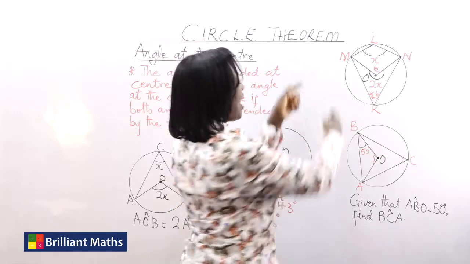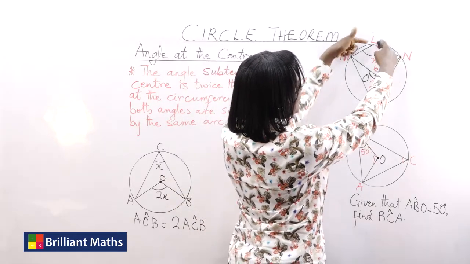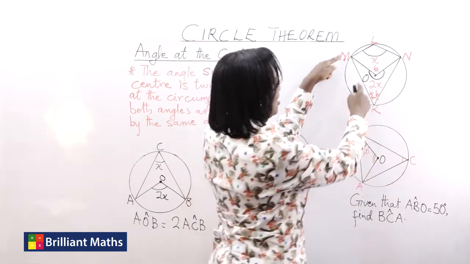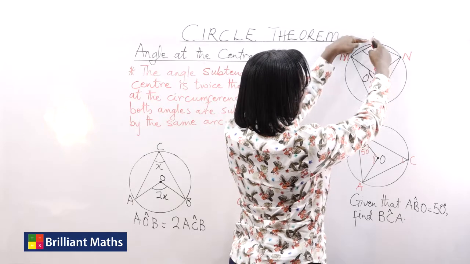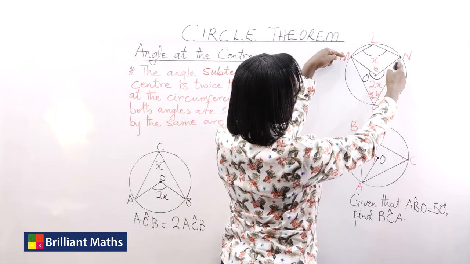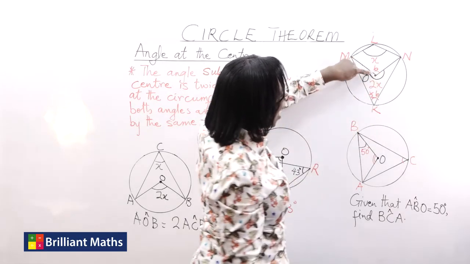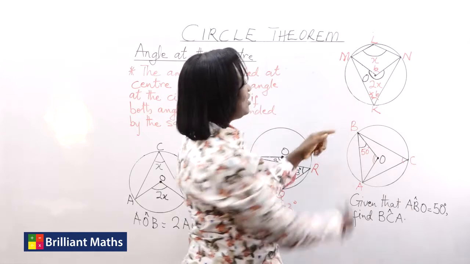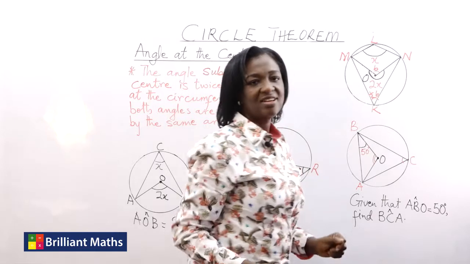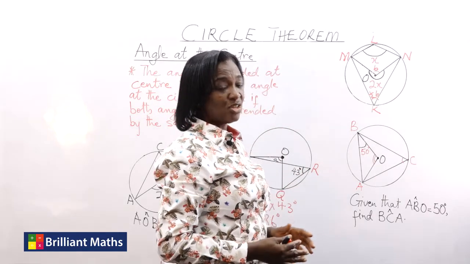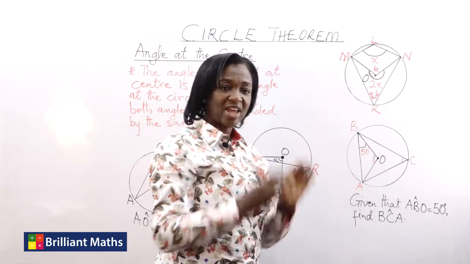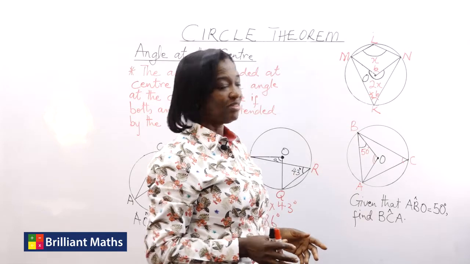The major arc MN subtends angle x at the circumference. And then it subtends another angle at the center. This major arc forms 2x at the center. So just take note, look out for the particular arc that subtends any given angle.